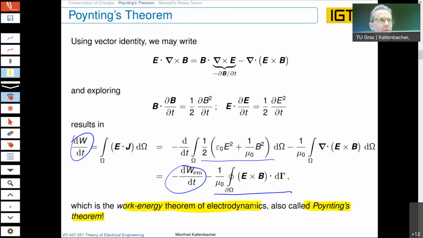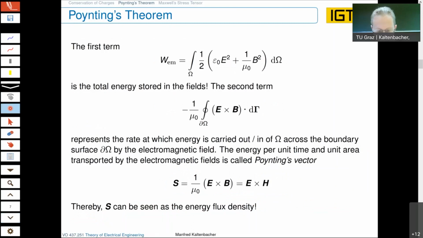In a low frequency regime, we will not have to consider this additional integral. But especially when you go towards electromagnetic waves, this is the important part, because with this you get the radiated power of an antenna, for example. And that we will also discuss in detail in our last chapter about electromagnetic waves. For this physical quantity, we have introduced the cross product between E and H, or E and B, scaled with 1 over permeability.